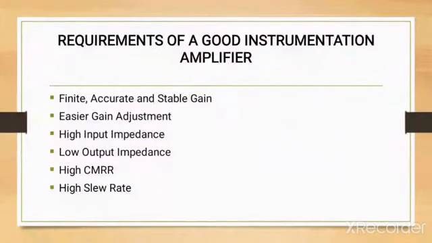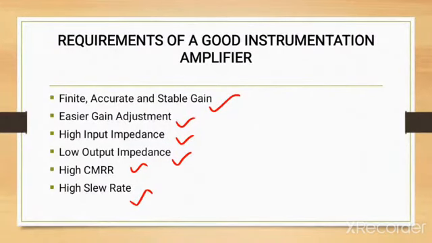So what are the requirements of a good instrumentation amplifier? It has a finite, accurate and stable gain. The gain can be easily adjusted. It has high input impedance, low output impedance, a high common mode rejection ratio, and a high slew rate.